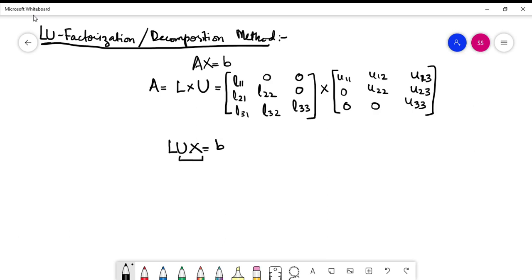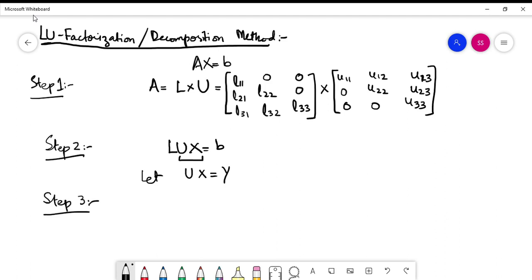That is your step number 1. That is step number 2. Let UX equal Y. Step number 3: Y is a vector of unknowns. If you have a 3 cross 3 system, then it is Y1, Y2, Y3. Now you replace this: LY equals B. Here L is the lower triangular matrix, and when you multiply it entry by entry and compare, it gives the entries of the lower triangular matrix.